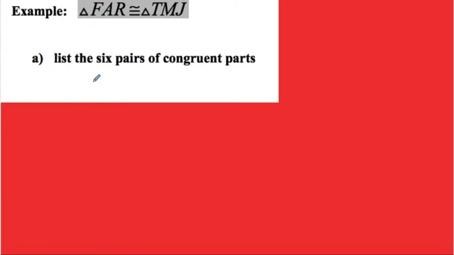All right, so I'd like you to try now. Here I give you triangle FAR is congruent to triangle TMJ. I would like you to list the 6 pairs, because there will always be 6 pairs of congruent parts. Press pause and then come back and let's check it out.